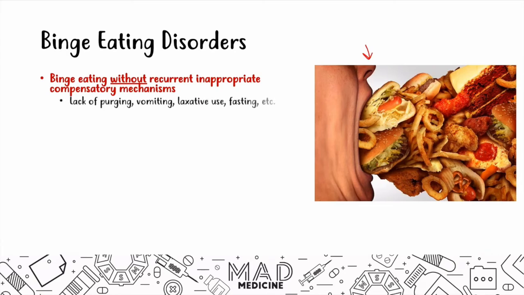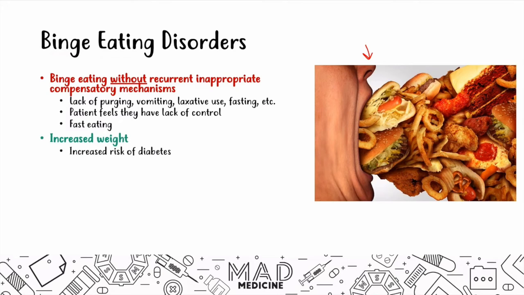Now, there's a lack of purging, and the patient feels like they don't have any control of what they're doing. They know they're eating a lot, they understand that, but they don't have any self-control. Now, this will also lead to fast eating and an increased weight. So they're going to be overweight. That is a clear giveaway. A patient who's overweight and who eats a lot is binge eating. That's the key giveaway. Now, they're going to have an increased risk of diabetes simply because of what they are eating, how much they're eating, and their weight. And it's going to coexist with other illnesses like depression and anxiety, just like the other two, anorexia and bulimia nervosa.